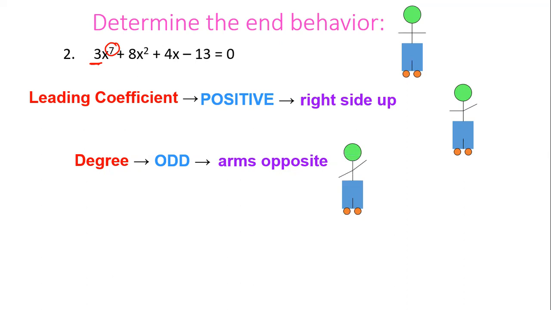So our answer, finally. We're going to start our first sentence. Our first sentence is saying, as x goes to positive infinity, then what is our polynomial function doing?